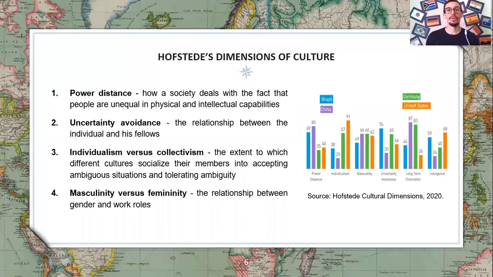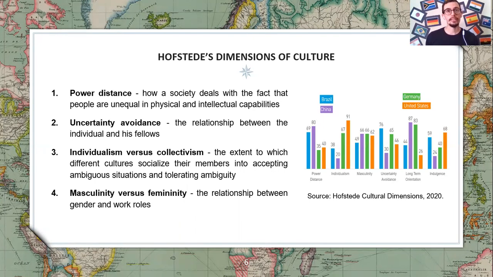Now, I'm going to talk a little bit about the dimensions of culture. A Dutch psychologist interviewed many employees from many countries for years in order to create the dimensions of culture. For example, in the graph, we can see that the power distance is greater in Brazil and China than in Germany and the United States. That is, in Brazil and China, there is a lot of inequality.